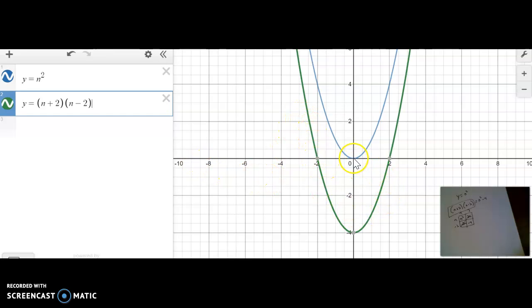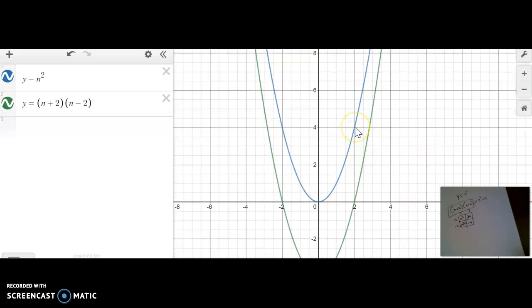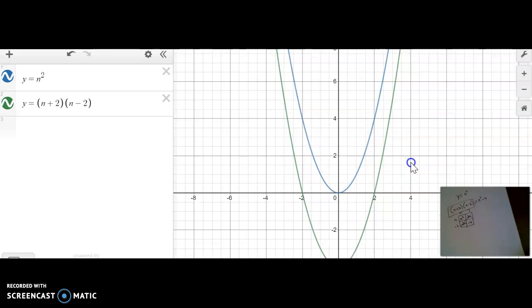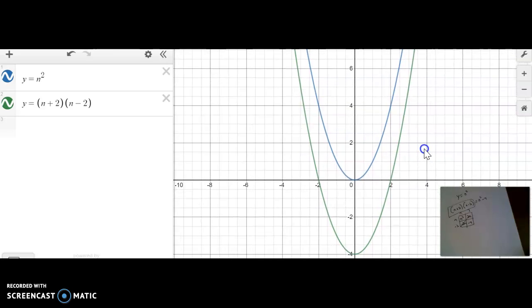And in fact, if you look at this point right here on the blue, compared to this point on the green, notice how it's 4 units less than the blue point. In fact, it's always going to be that way. So if I looked at this point here, which was up at 4, the green one is 4 less than that. So 4 minus 4 gives you 0. So they're actually pretty similar parabolas. It's just one is 4 units below the other.